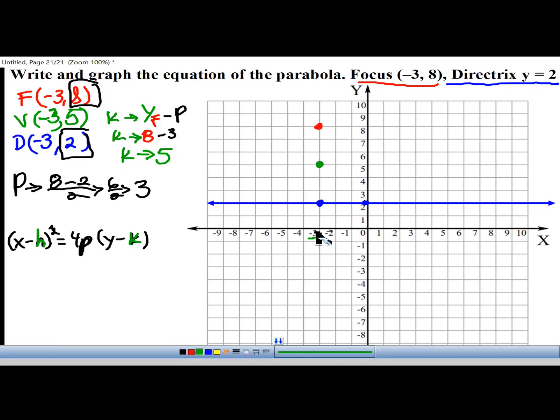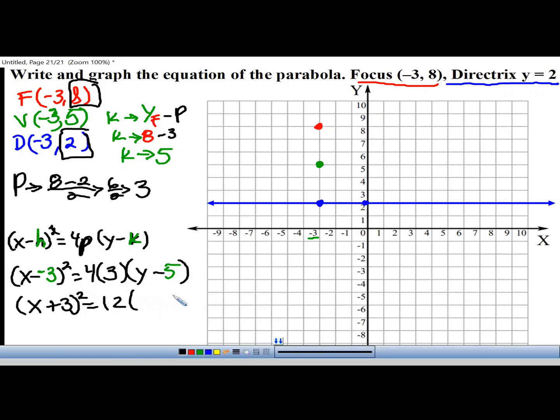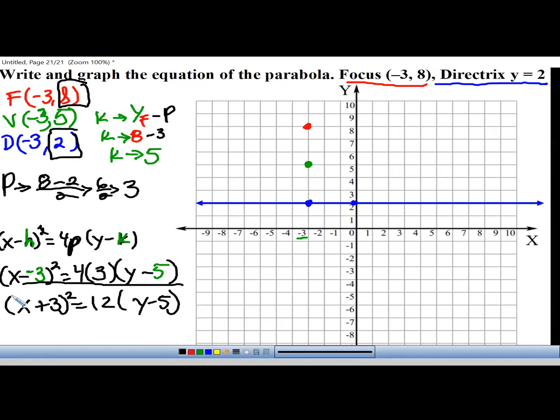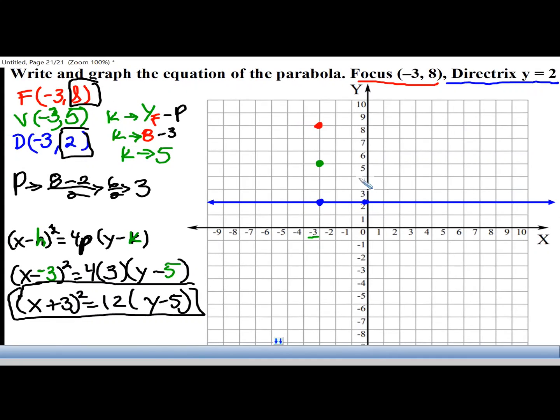Let's check to make sure that's true. -3, 5. Yes, there it is. Let's substitute values. (x minus h) squared equals 4p times (y minus k). Okay. So h is -3, k is 5, and p is 3. Let's simplify. x, what is negative times negative? x plus 3, squared, equals 12 times (y minus 5). This is my equation. And my parabola is going through the vertex, opening towards the focus.